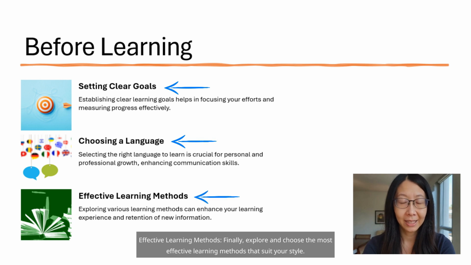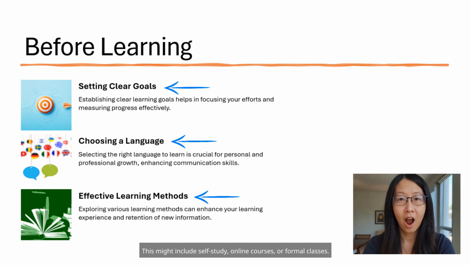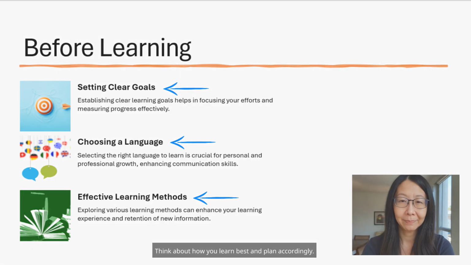Effective learning methods. Finally, explore and choose the most effective learning methods that suit your style. This might include self study, online courses, or formal classes. Think about how you learn best and plan accordingly.